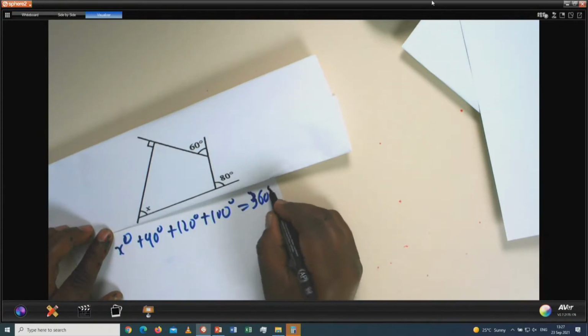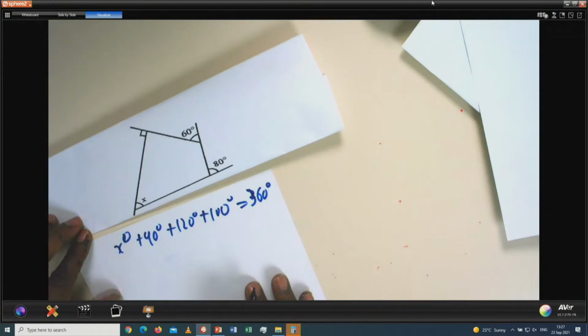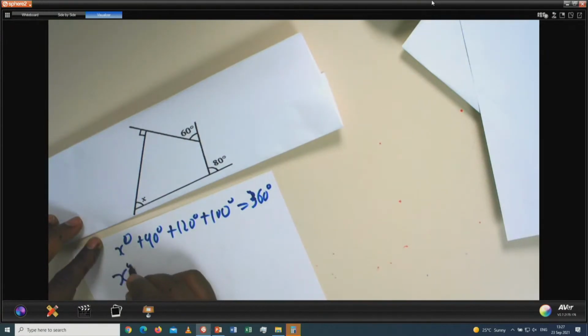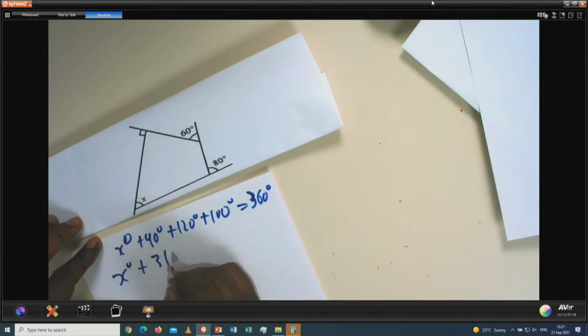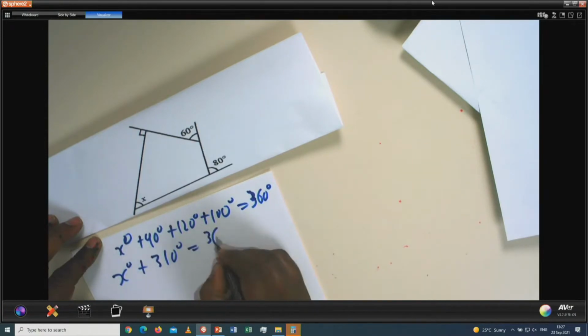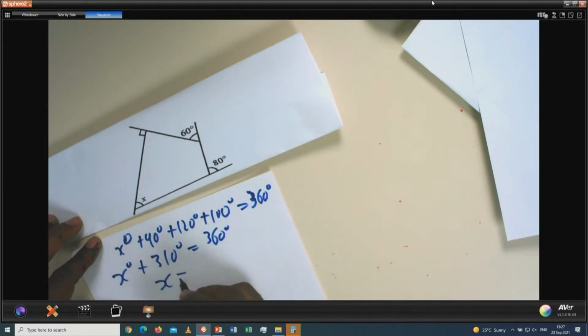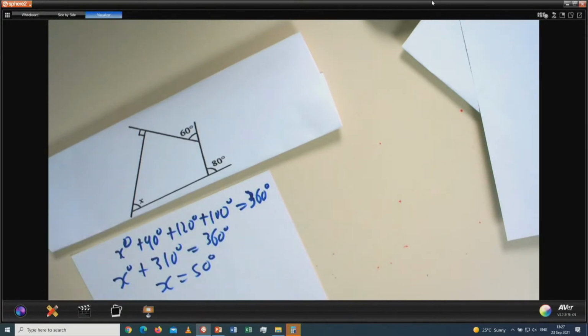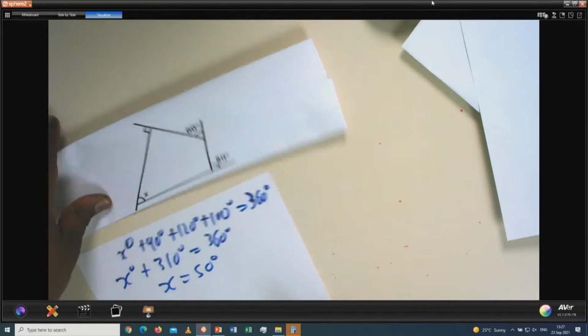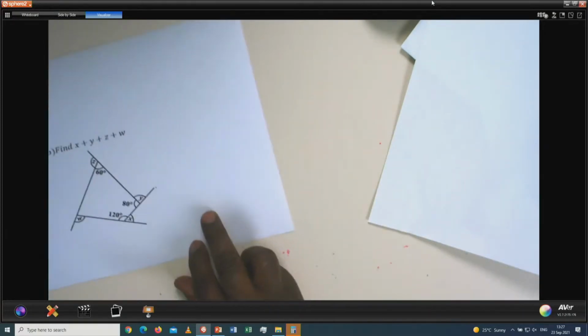Relationship, properties, the language of maths. 210 plus 100, 310, plus x equals 360 degrees. Therefore, x is equal to 50 degrees. Just the relationships. That is all. Now do these questions yourself.